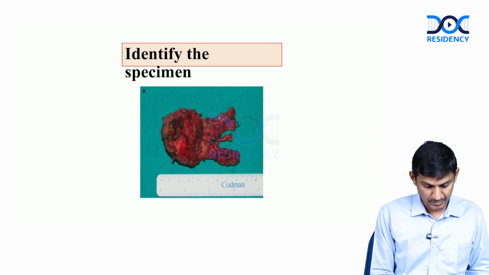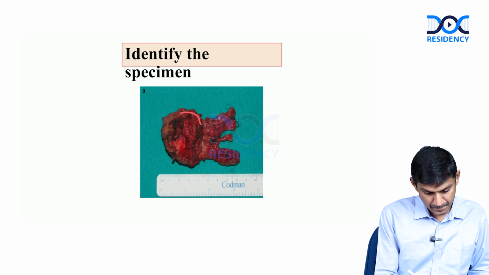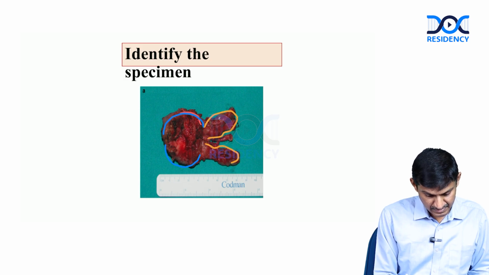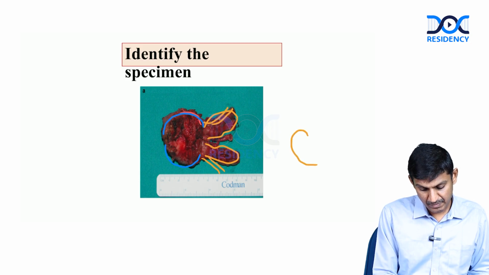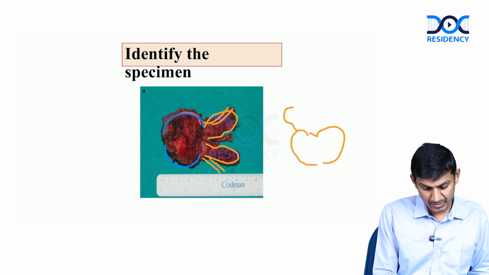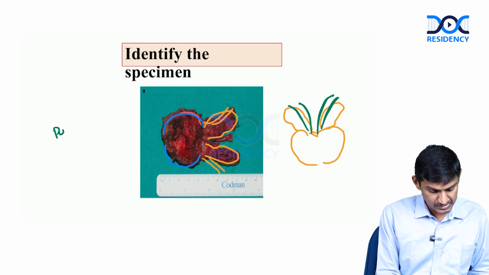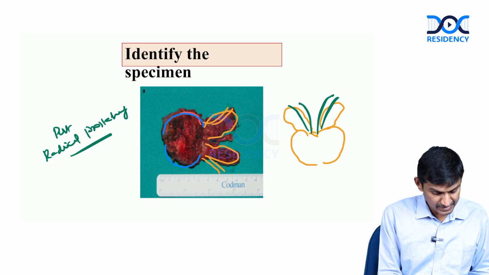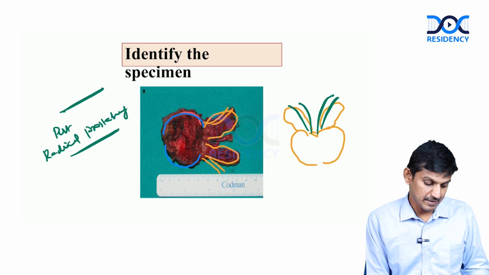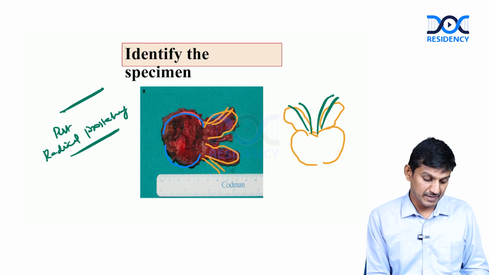Okay, identify this specimen. It may be quite difficult for you to understand. This is a prostate. These are the seminal vesicles. And along with that you have the vas deferens on either side. This is probably a case of a post-radical prostatectomy specimen. This is how a typical specimen looks. Where do you usually do it? In localized CA prostate in intermediate or high risk patients.